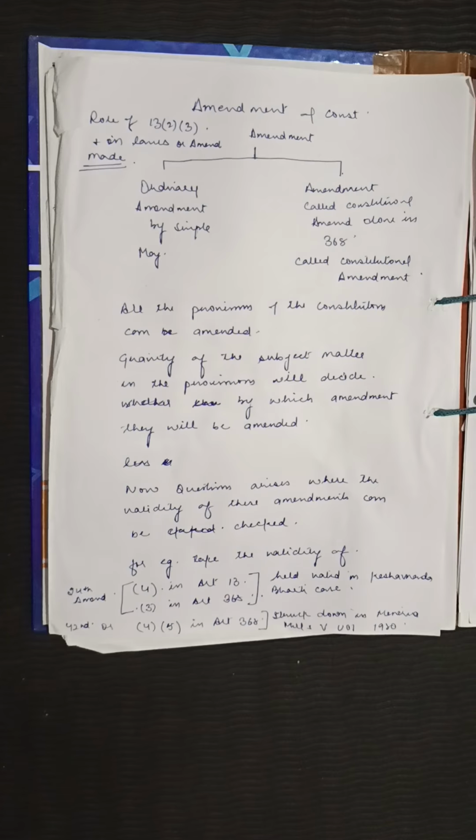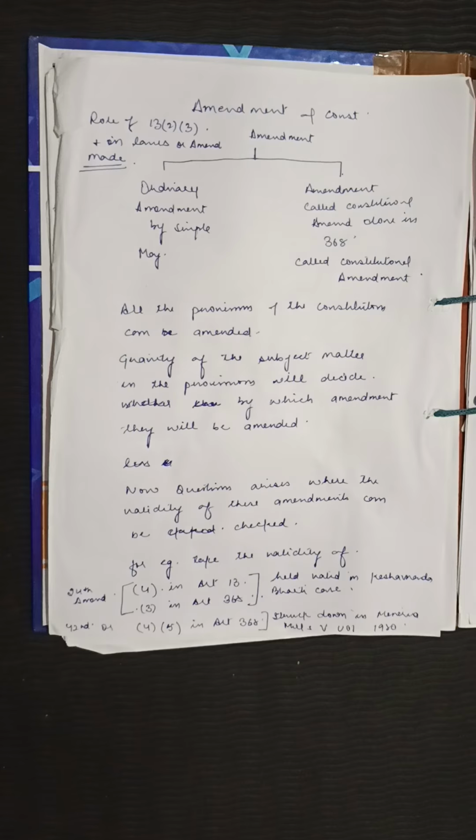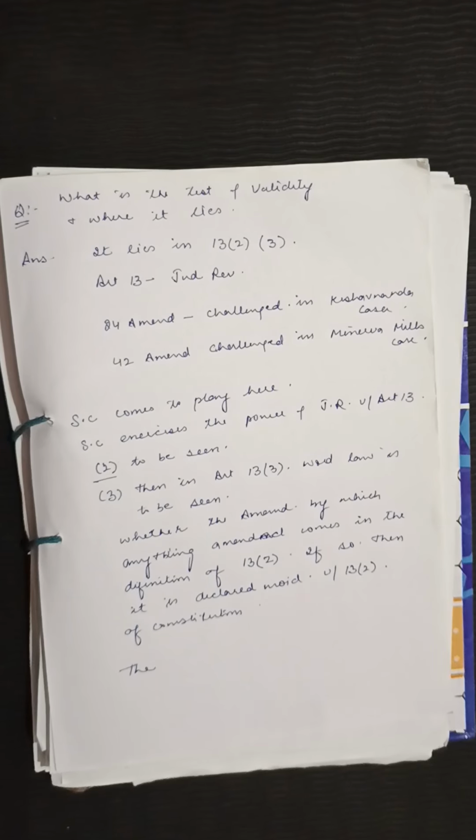Take another example of the 42nd amendment, wherein clauses 4 and 5 were added through the 42nd amendment in article 368 of the Constitution of India, wherein the validity of this amendment was challenged in the Minerva Mills versus Union of India 1980 case, wherein the Supreme Court declared these amendments constitutionally invalid after reviewing them under article 13 of the Constitution of India. Now the next question arises where the validity of these amendments can be tested.